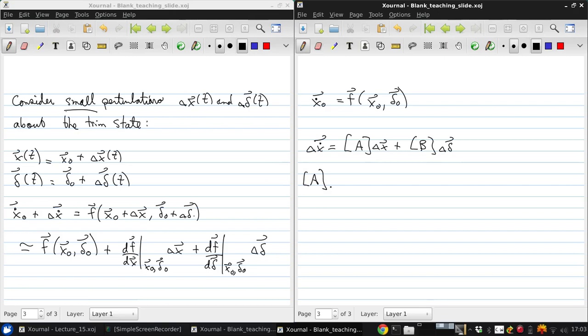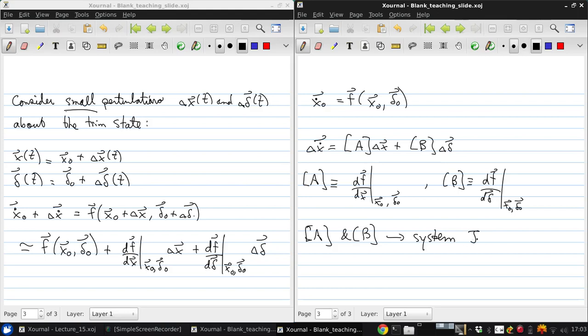where A is this df dx at x naught, delta naught, and B is df d delta at x naught, delta naught. So A and B are called the system Jacobian matrices. And what you can see is that these are just matrices full of partial derivatives, and their value will depend on the specific trim state.